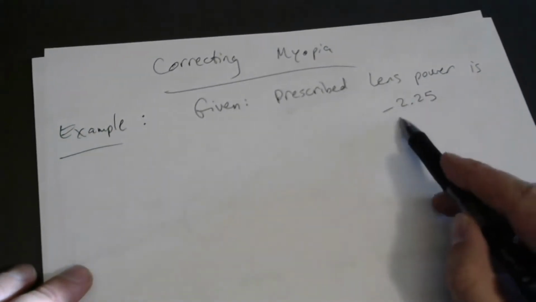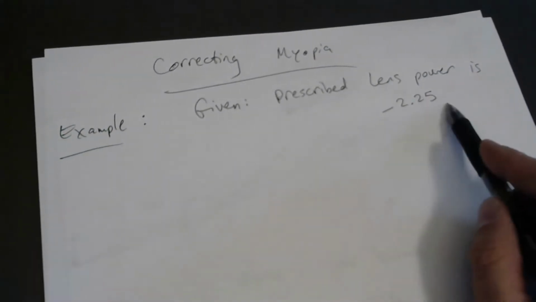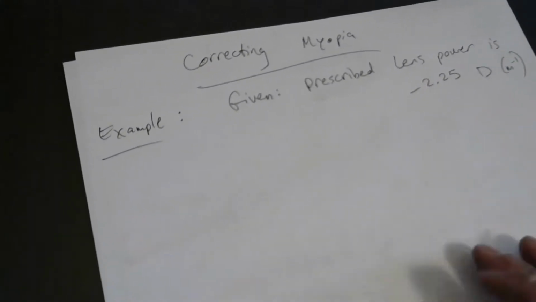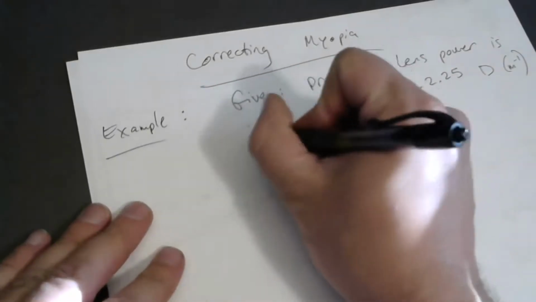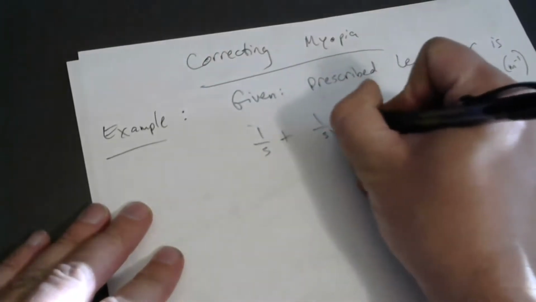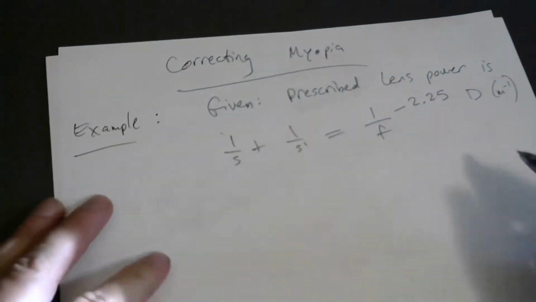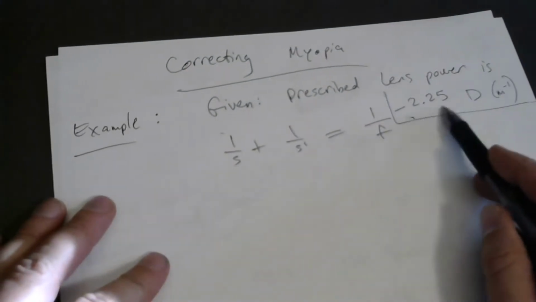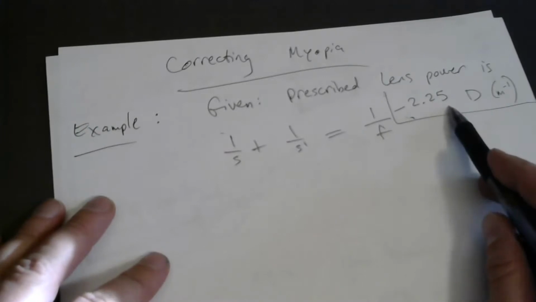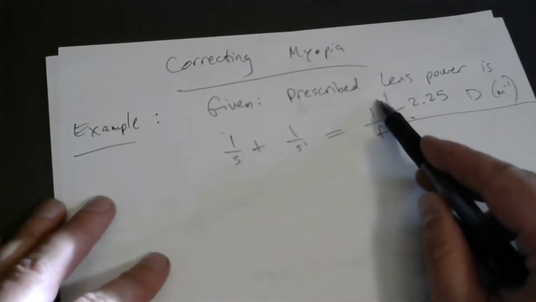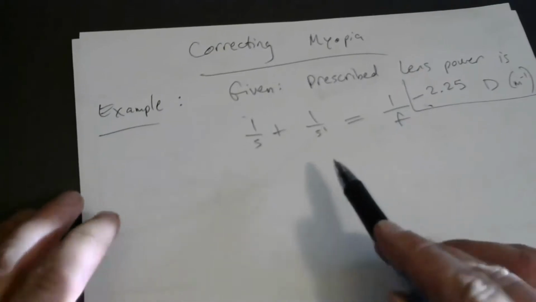Okay, remember, this is the reciprocal of focal length. So I know that they use diopters. That's, in other words, inverse meters. What can we say here? 1/s + 1/s' = 1/f. This number is the reciprocal of focal length already. So we just plug that in here, negative 2.25.